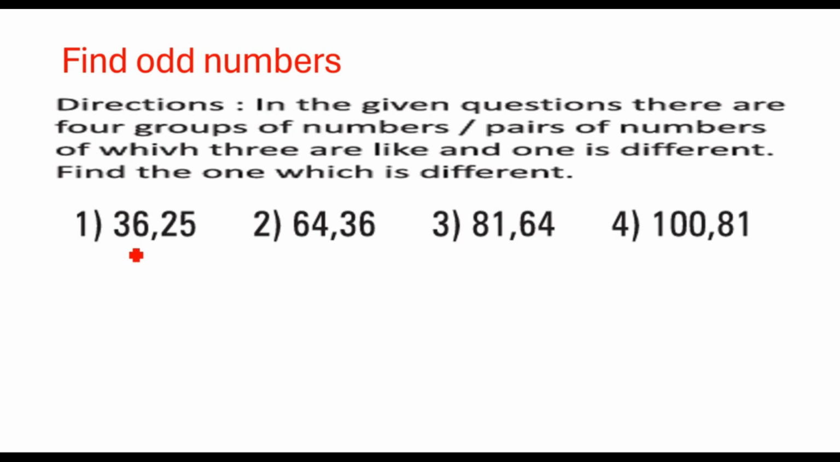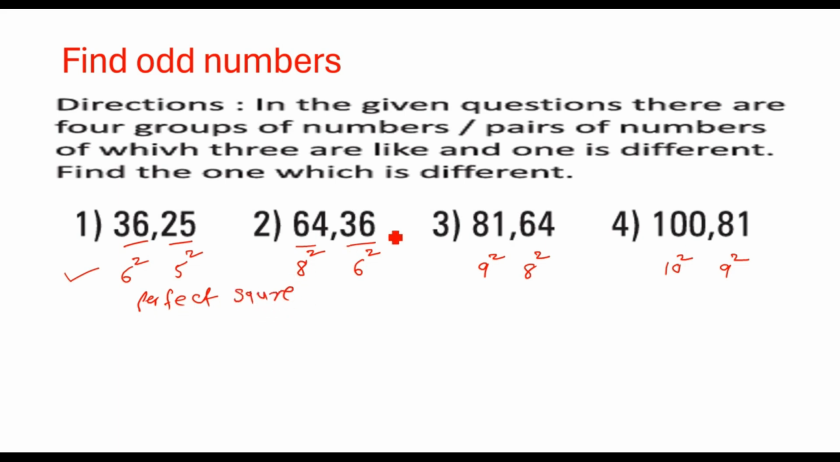See the numbers in option number 1: 36, 25, 64, 36. 6 square is 36, 5 square is 25, 8 square is 64, 6 square is 36, 9 square is 81, 8 square is 64, 10 square is 100 and 9 square is 81. So if you observe all these pairs, we see that they are all perfect squares. So all the numbers are squares and there is no different or odd one out if I apply the rule of the square of the numbers.